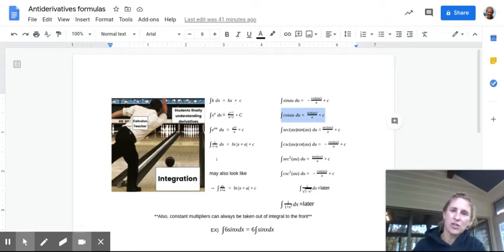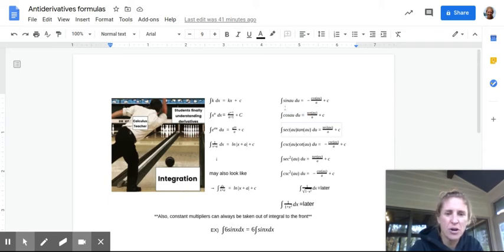This is a lot to train our brains to go backwards quickly, but here we are. Hopefully you were decent at it last year and you'll be even better this year. In addition to sine and cosine, we also know the antiderivatives of 4 more trig functions.